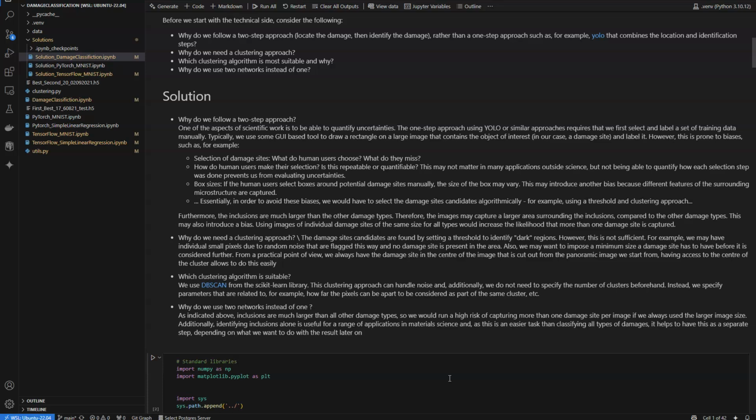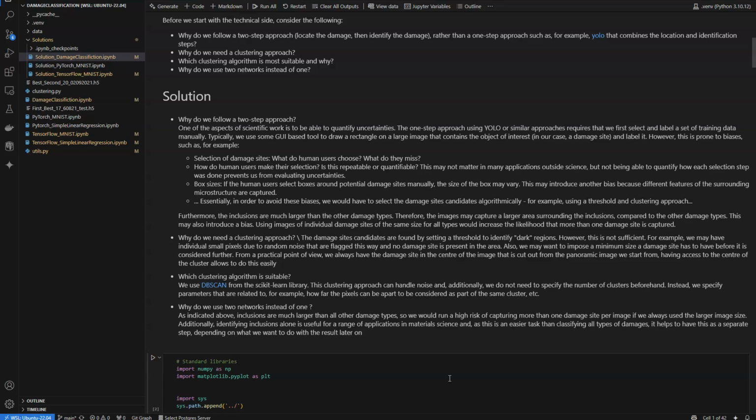You can imagine if you gave the same task to 5 people, they would come up with different selections because they might not select the same spot. So this is a variation that you at least need to understand. Also the box size, and if you leave that up to the human, then different humans will choose different box sizes. And again, this is a variation that you would need to understand if this causes an issue. So essentially we use this approach of first identifying potential sites with a threshold, and then clustering, and then using a fixed image size to avoid all of these potential biases.